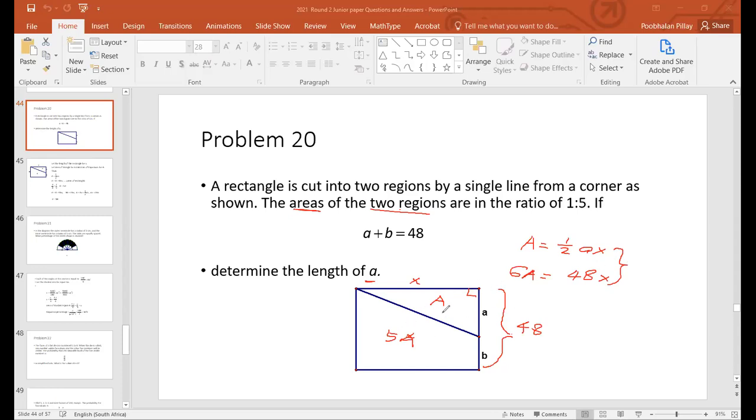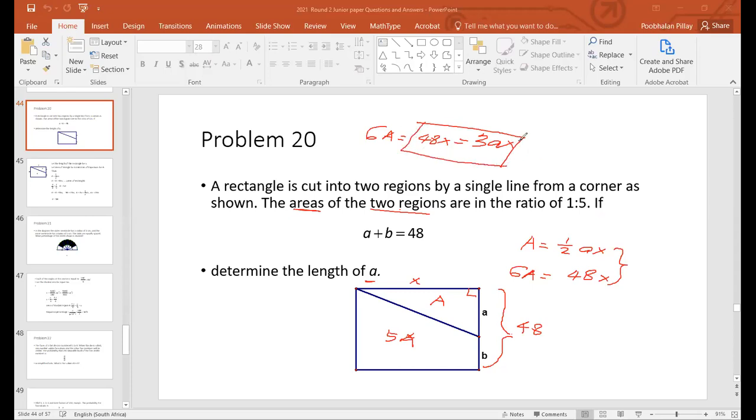So the 6a, the area of the rectangle, on the one hand is the sum of these two pieces, but it's also length times breadth because it's the area of the rectangle. So now you got these two, you can quickly eliminate a by multiplying this by 6. So you got 6a equals 48x. But then I know what 6a is from here. 6a is 6 times half times a times x. 6 times half is 3. So it's 3ax. So you have this equation.